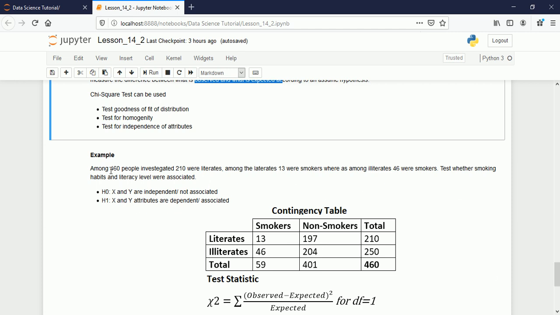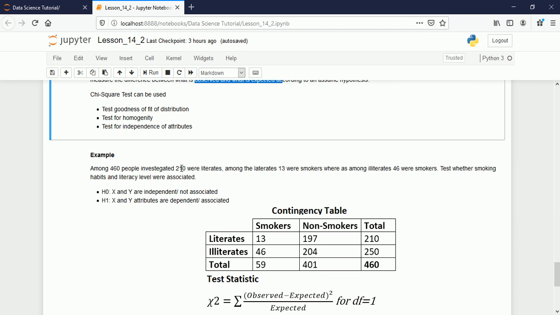Total, how many people were there? We have 460 people investigated, and among them 210 were literates. If we subtract 210 from 460, how many others are illiterate? We have 250 illiterate people, because from this value I have to subtract this value and it gives me this value. Very simple.